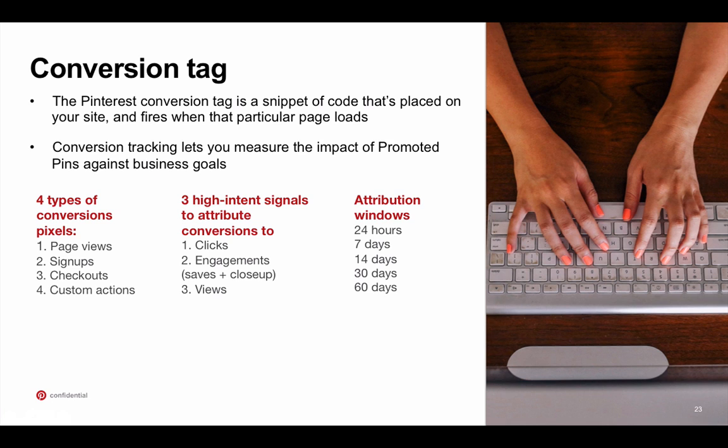And for each of these high intent signals, you can select an attribution window that you want to assign to it. So we allow attribution windows between 24 hours and 60 days. So I'll give an example. I could create a checkout conversion pixel, and I can assign a 30-day click attribution window, a 30-day engagement attribution window, and a 7-day view attribution window.